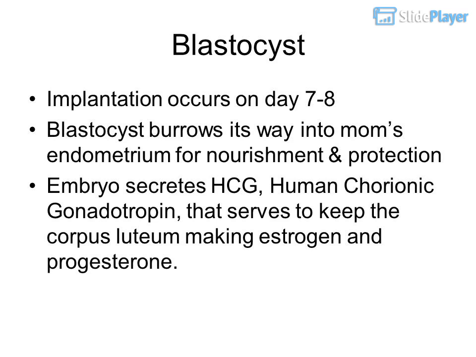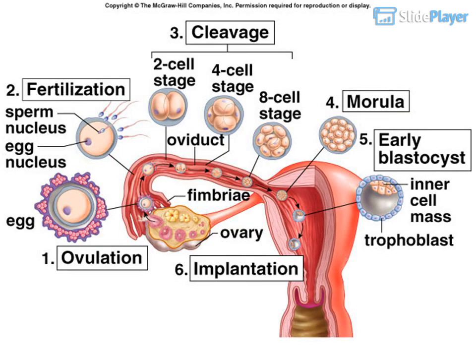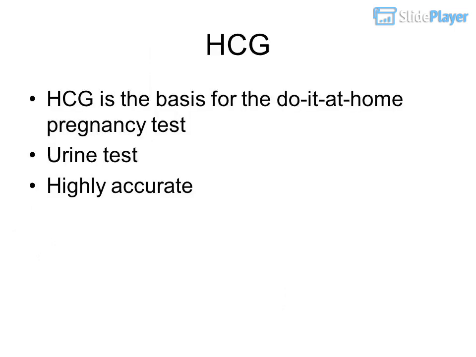Blastocyst implantation occurs on day 7 to 8. The blastocyst burrows its way into mom's endometrium for nourishment and protection. The embryo secretes HCG, human chorionic gonadotropin, that serves to keep the corpus luteum making estrogen and progesterone. HCG is the basis for the do-it-at-home urine pregnancy test.